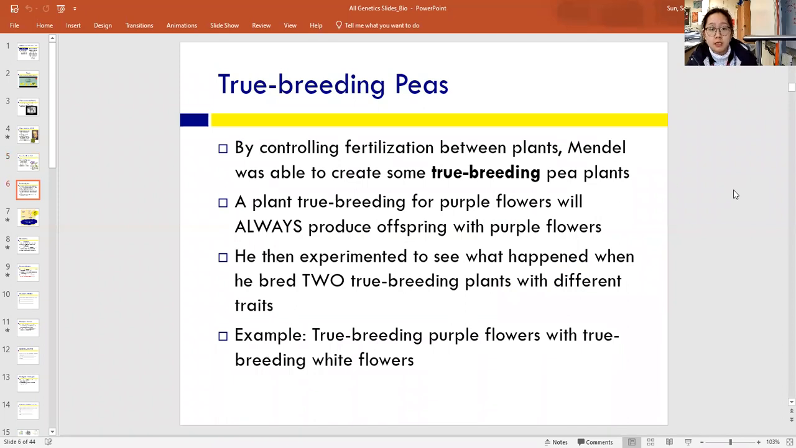So, true breeding peas. By controlling fertilization between plants, Mendel was able to create some true breeding pea plants. A plant that's true breeding will always produce offspring that look like itself. So if it's true breeding for purple flowers, it will always produce babies that have purple flowers. Then he took 2 true breeding plants with different traits and bred them together. He put true breeding purple flowers with true breeding white flowers, and he wanted to see what was going to happen.